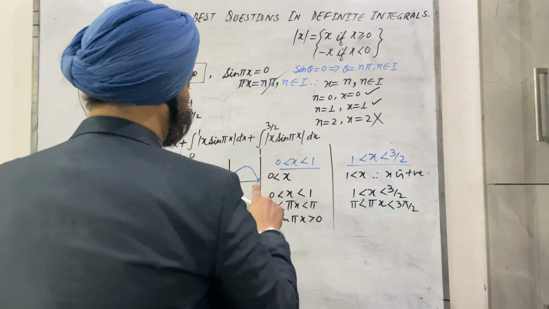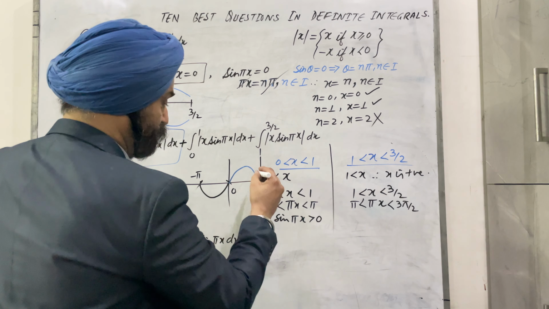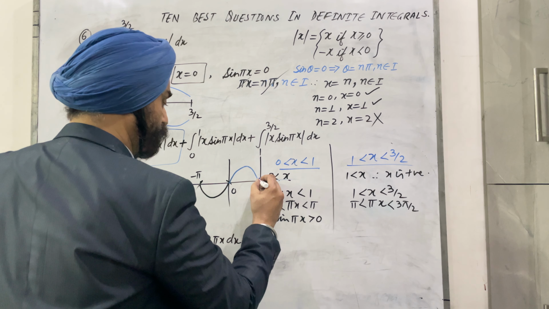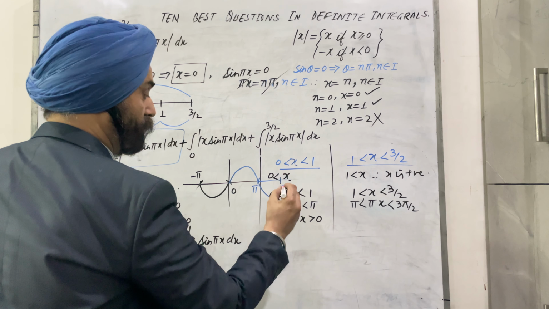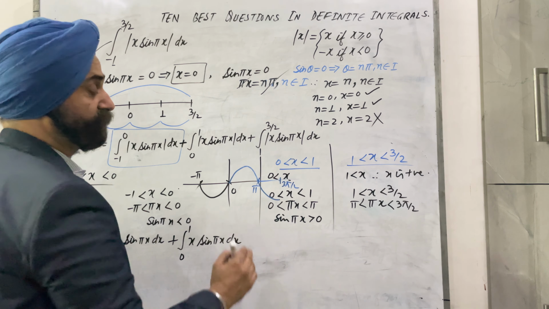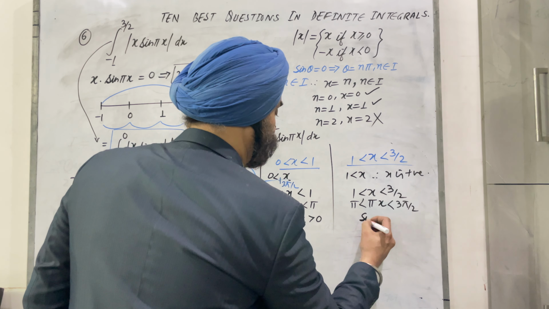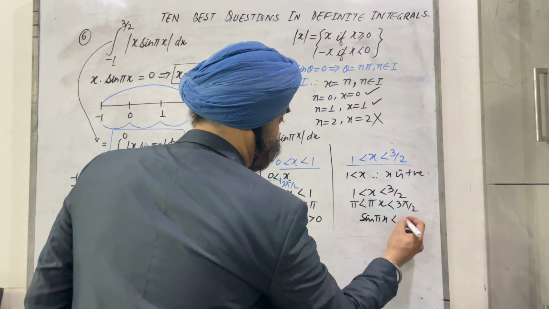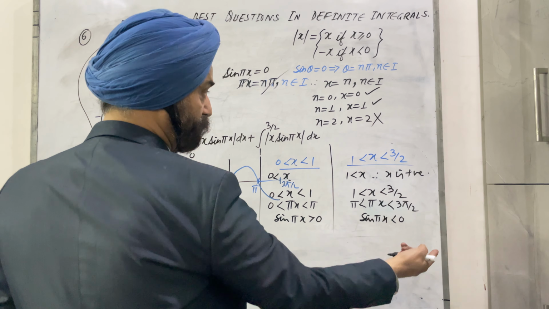If I extend the graph, I'll just draw it over this portion only. If I extend the graph like this, it is going to be like this. This is 3 pi by 2 somewhere here. And this graph that you can observe is below the x-axis, thereby giving a negative value to sine pi x. So we have sine pi x is less than 0. For x greater than 1, x is positive, but sine pi x is negative.